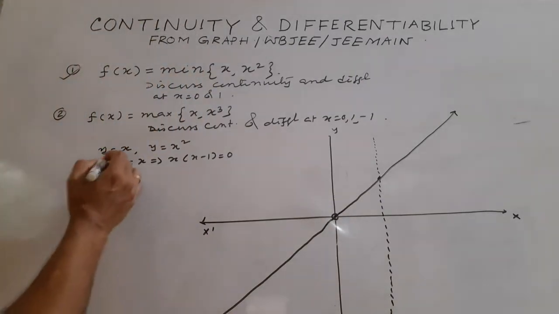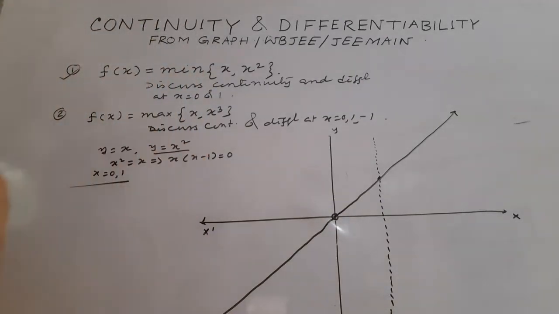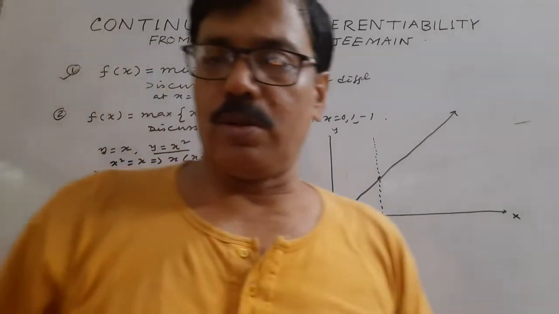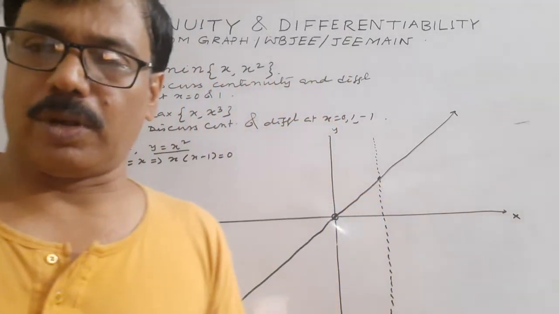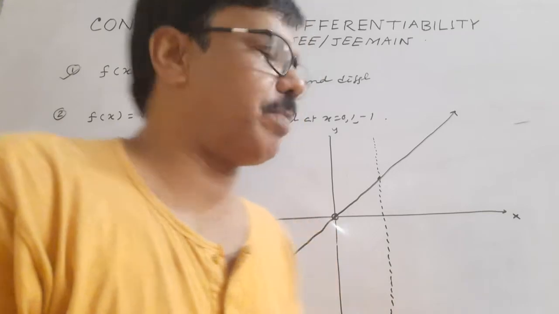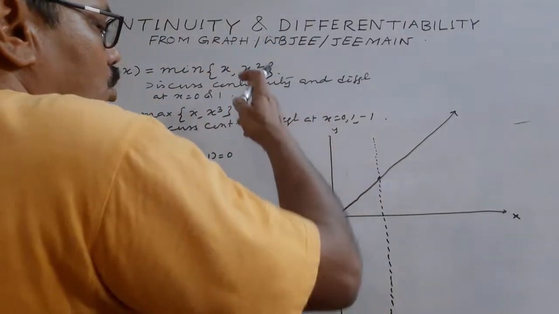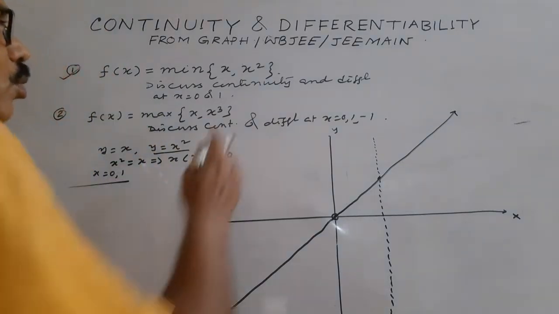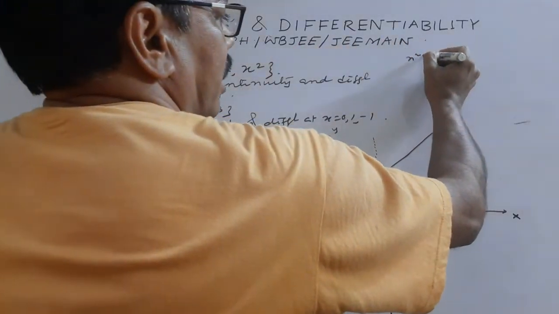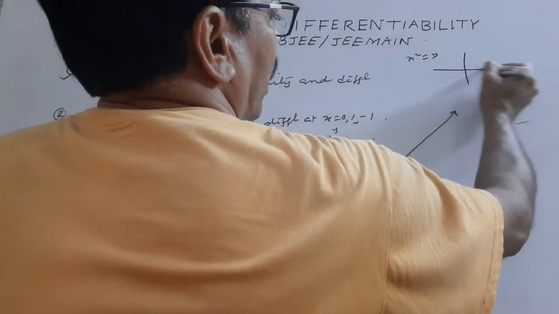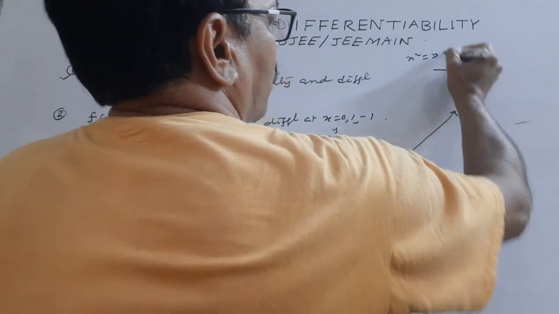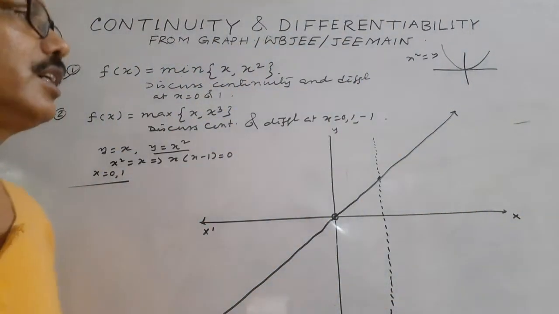Now, y equals x square. It is also a simple curve. It is a parabola. What is the nature of the parabola? y equals x square, that is, x square equals y. That is this type of parabola. This is the nature.